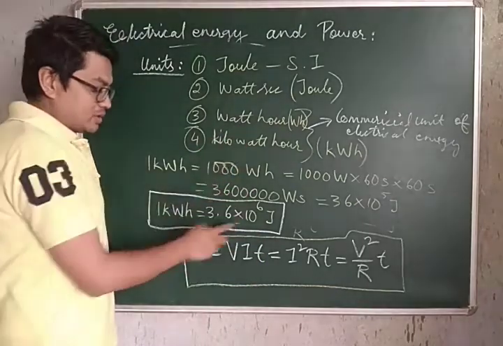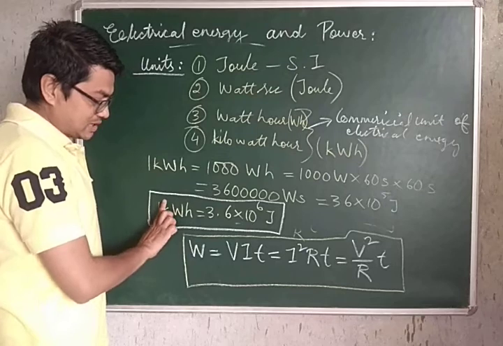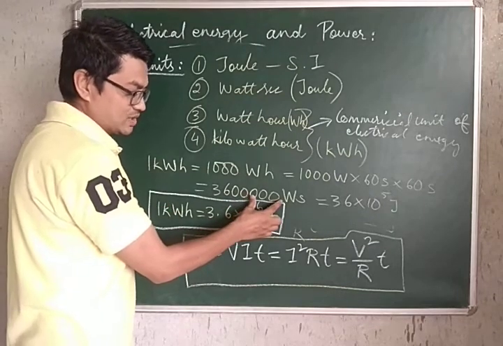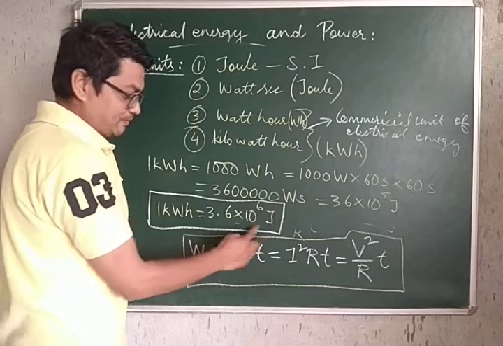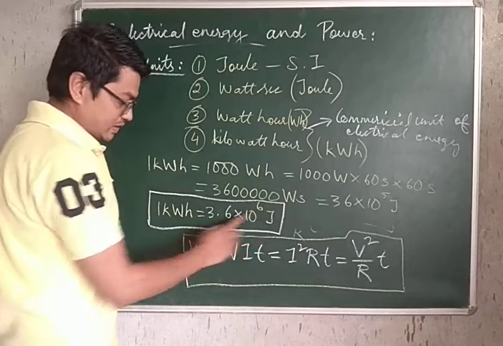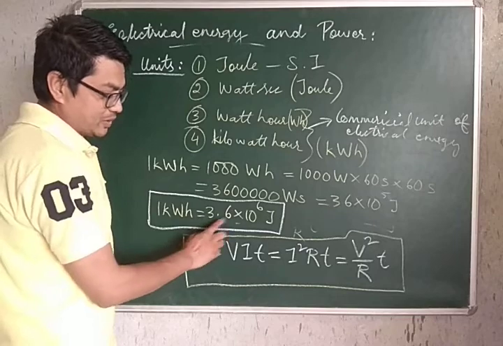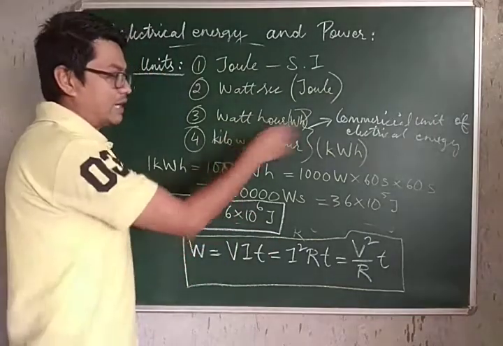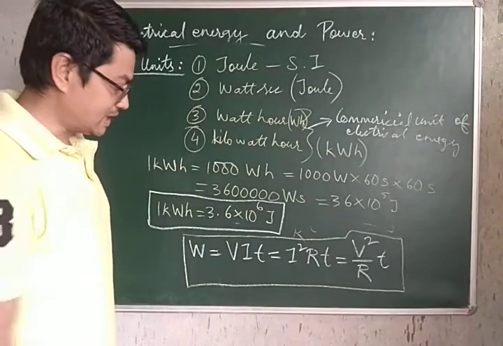Now watt hour you can find from here itself. You just have to remove this kilo, or so to say, you just have to remove 3 zeros. Alright, so when you remove 3 zeros, the relation between watt hour and joule will be 3.6 into 10 to the power 3 joules. That is the relation between watt hour and joule. You can try finding that yourself.